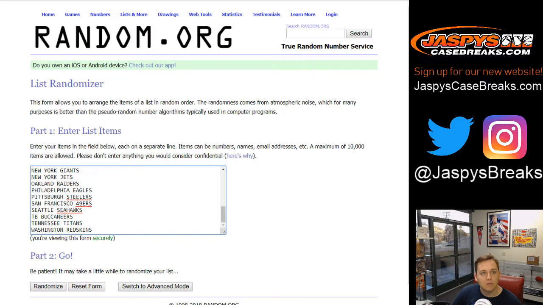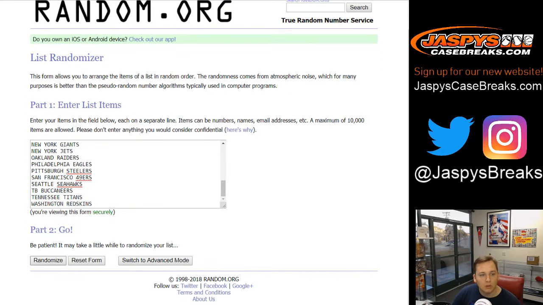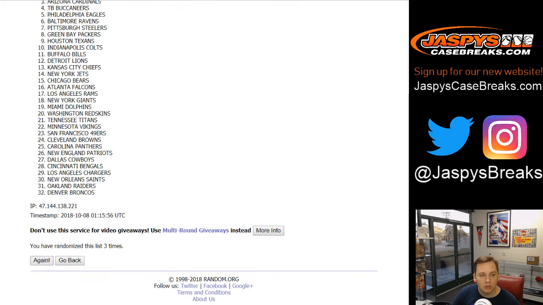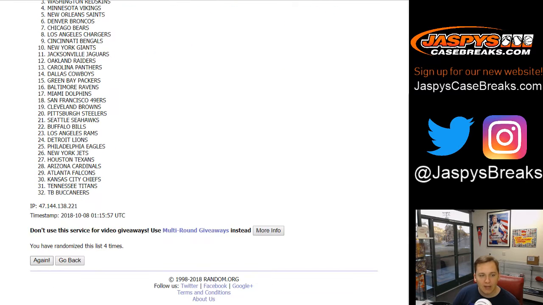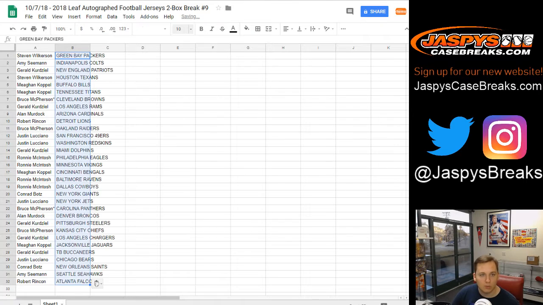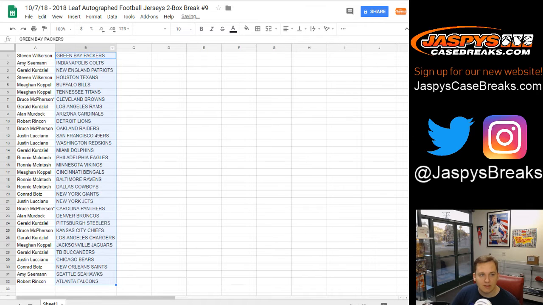And now for the teams, 5 times. 1, 2, 3, 4, and 5. And I'll give you guys and gals a couple minutes, maybe a minute or two to trade, and then we'll rip it. Usually not a ton of trades on this kind of stuff.